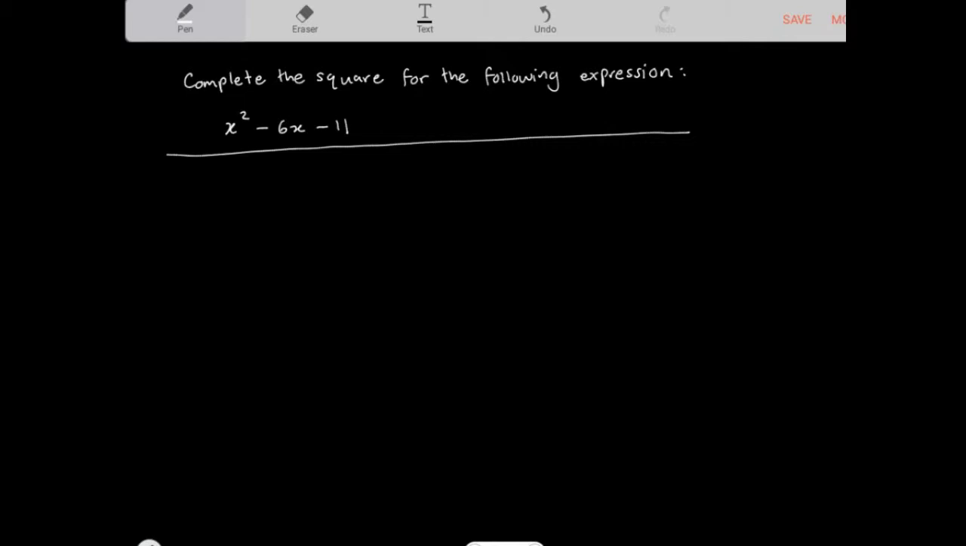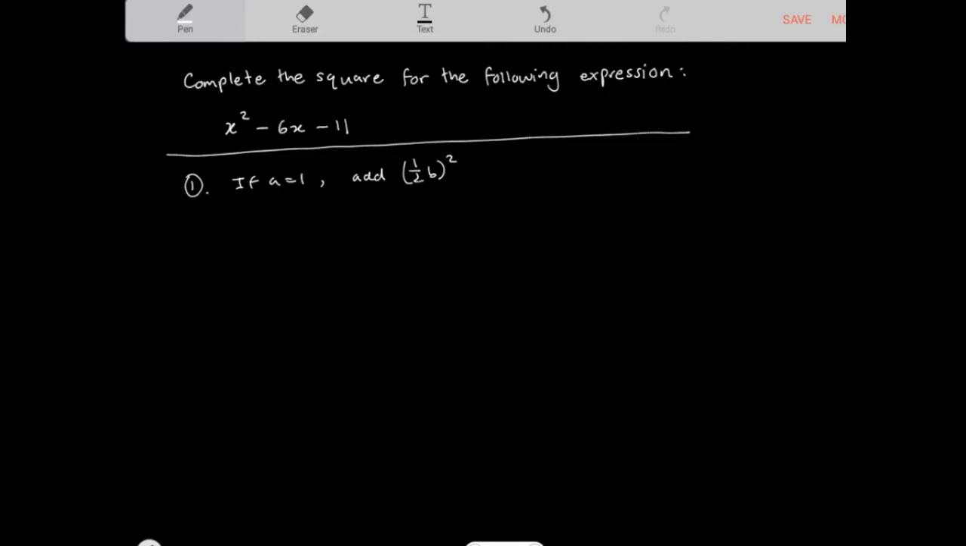Alright, let's say we wanted to complete the square for the following expression, x squared minus 6x minus 11. Now, the first thing you want to do when you want to complete the square is you need to first assess if a is equal to 1, and once a is equal to 1, you have to add 1/2 b squared. Okay, so in this case, a is equal to 1, right?